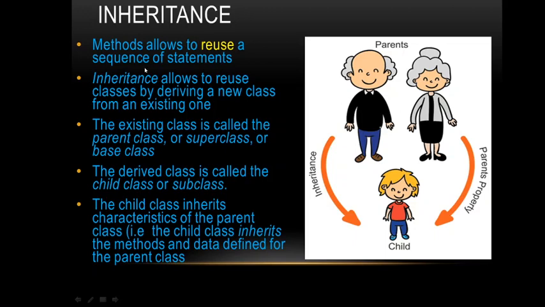Methods allow us to reuse a sequence of statements. Again, this word is there, reuse. That means the reusability feature of object-oriented programming. Inheritance allows us to reuse classes by deriving a new class from an existing one. The existing class is called the parent class or superclass or base class. The derived class is called the child class or subclass. The child class inherits characteristics of the parent class. That is, the child class inherits the method and data defined for the parent class.